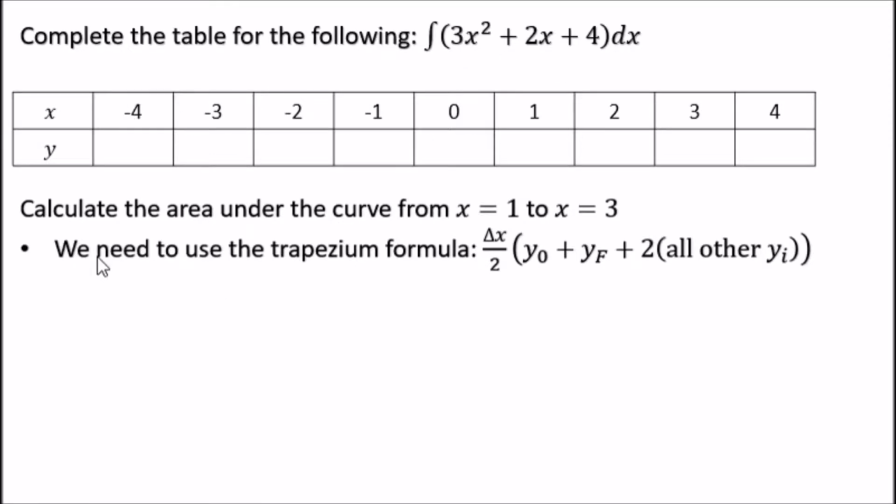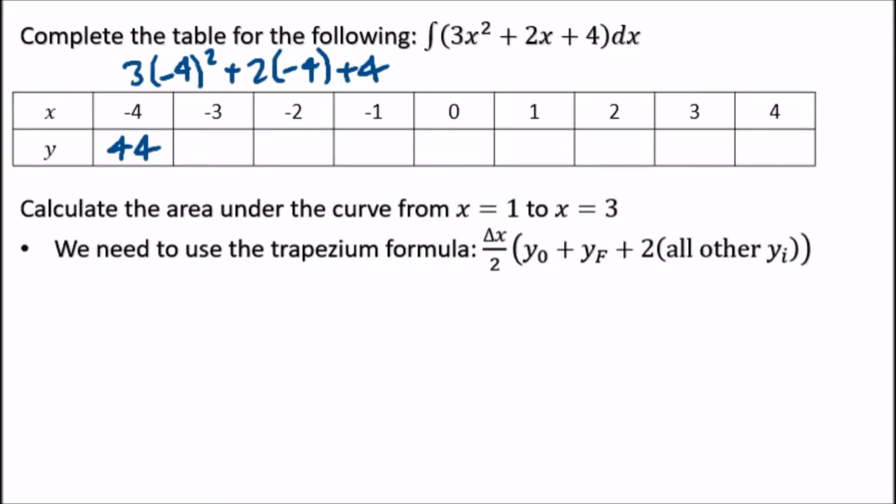So I'm going to do the first one for you guys. So suppose we put minus 4. We're going to have 3, let me write it down. We're going to have 3 times minus 4 squared plus 2 times minus 4, add 4. If you did this in your calculator, you should get exactly 44. And I've already done the rest, so you just have to keep repeating this process.